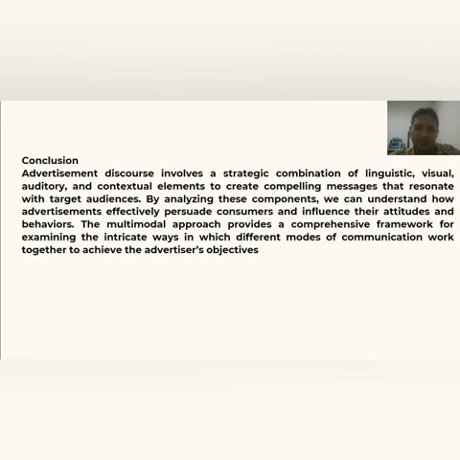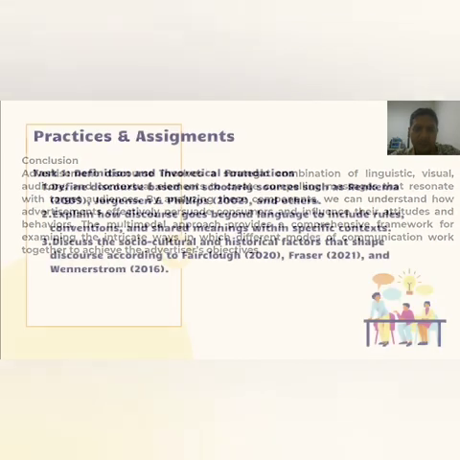By analyzing these components, we can understand how advertisements effectively persuade consumers and influence their attitudes and behaviors. Especially, the multimodal approach provides a comprehensive framework to analyze advertisement discourse. Later we are going to discuss the multimodal approach of discourse.